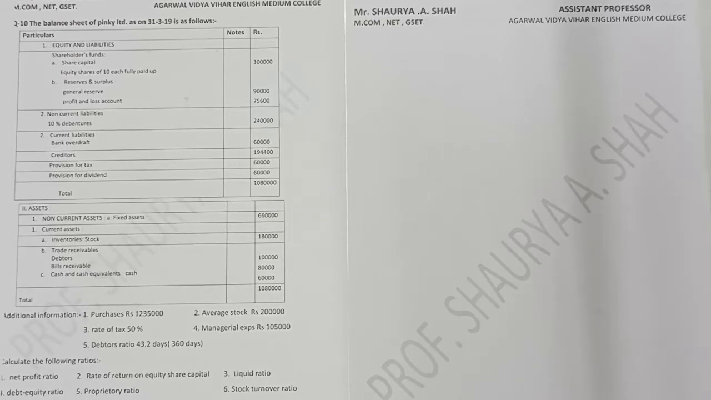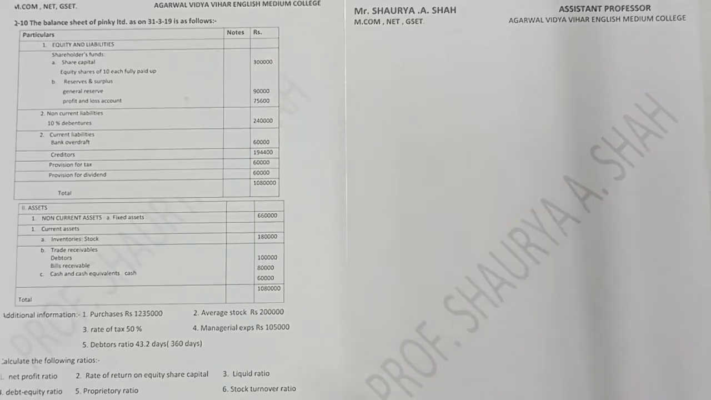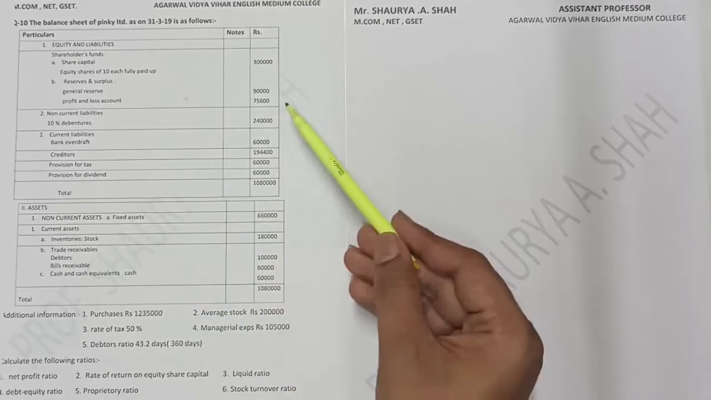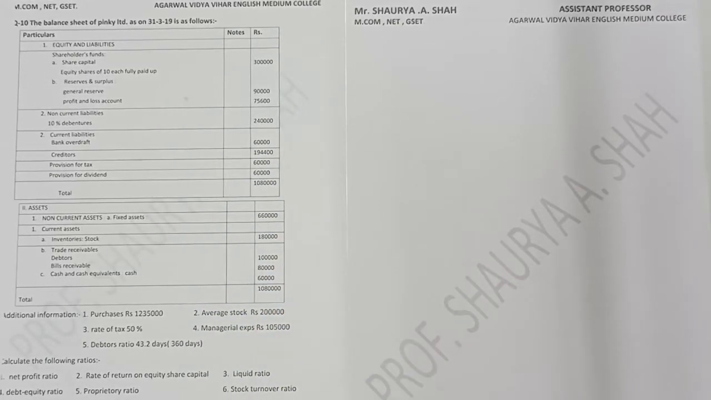Now the sum you will be having in front of you is the balance sheet of Pinky Limited. This is question number 10 we are solving. First we will understand the sum and then we will start solving it. As you can see in the balance sheet, the shareholders fund is given. In that, equity share capital of rupees 10 each is given. Equity share capital is 3 lakh. Then general reserve and P&L account are given, that is reserves and surplus. 10% debentures are also given. Then the next is bank OD, creditors, provision for tax and provision for dividend.